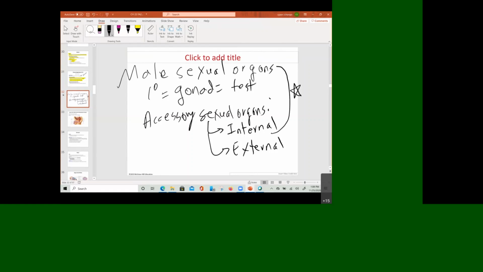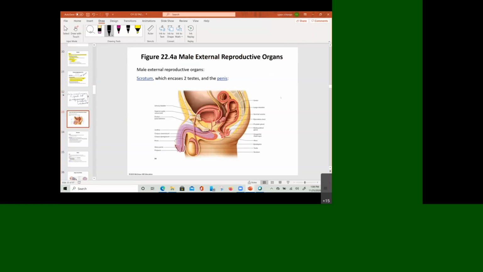Now we're going to be starting here, the external male reproductive organs, which basically consist of the scrotum, which is a sac-like structure that encases the paired testes, and also consists of the penis as well.